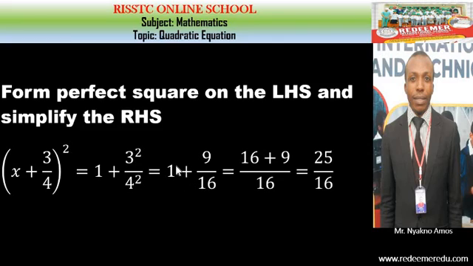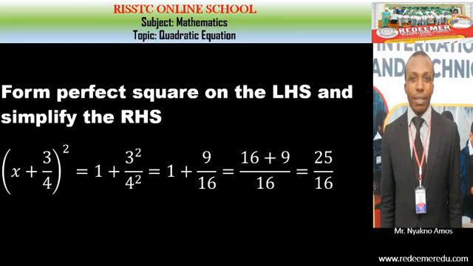So that we are now having 1 plus 9 all over 16, and it is the same thing as multiplying through by the LCM. The LCM of the denominator here is 16. So that we are now having 16 times 1, and it's giving us 16. Then plus 9 all over 16. 16 plus 9 here is giving us 25. Then 25 divided by 16.